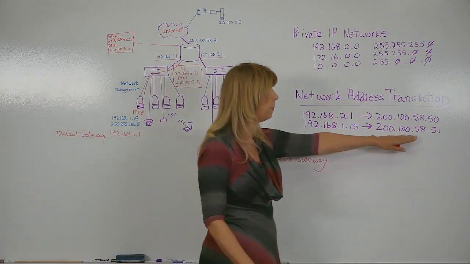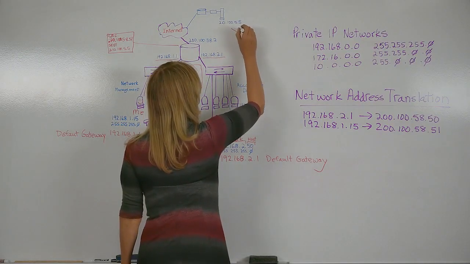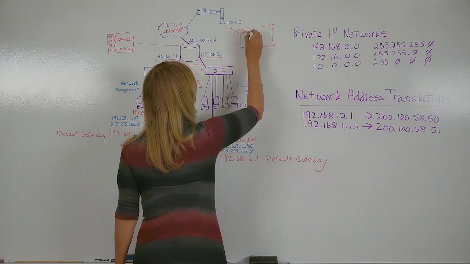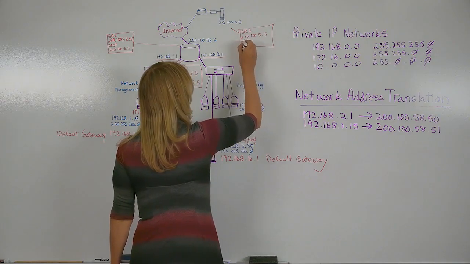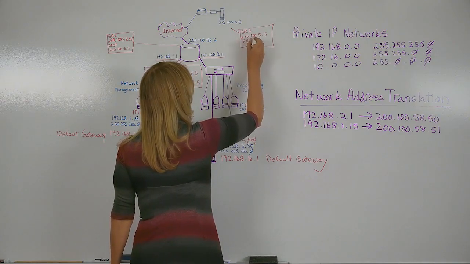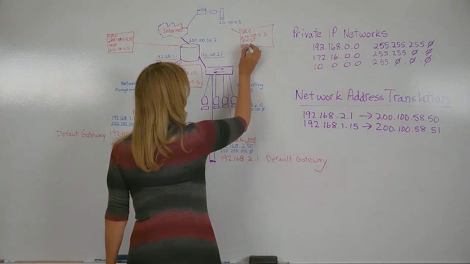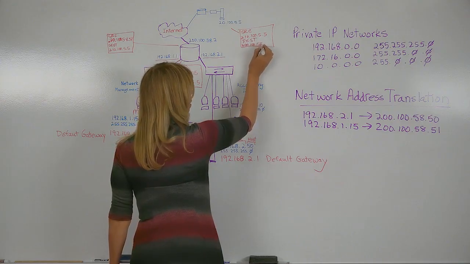the server will send its response back to my registered address that was assigned to me here. So it'll address its packet with the source 210.100.5.5 and the destination address of my registered address 200.100.58.51.